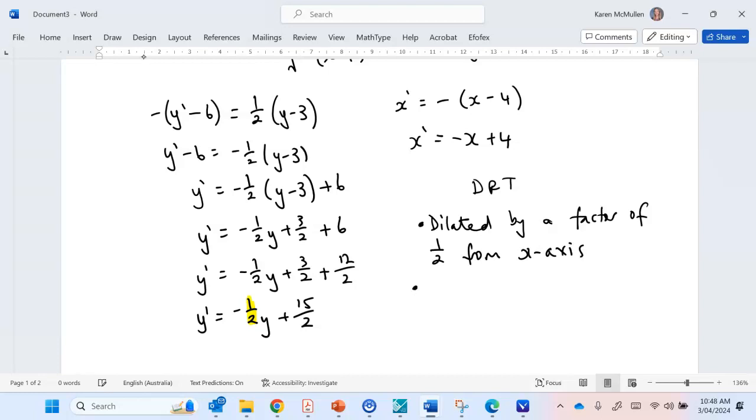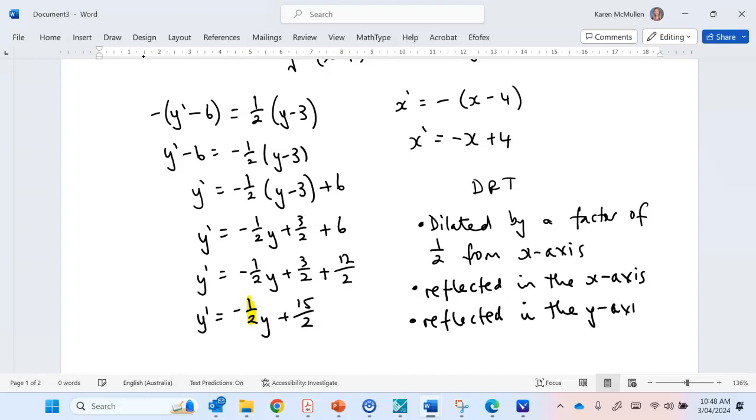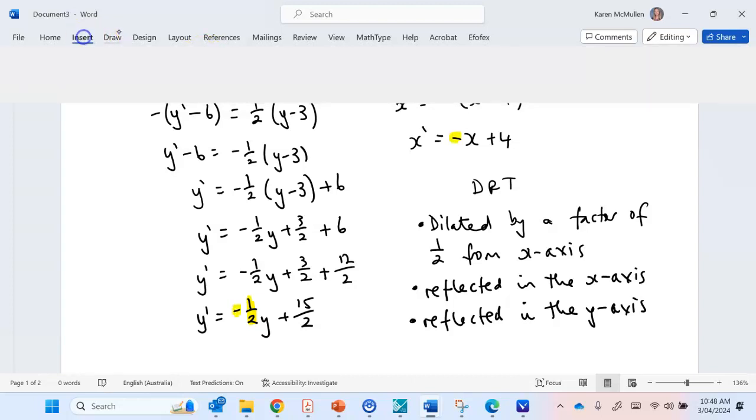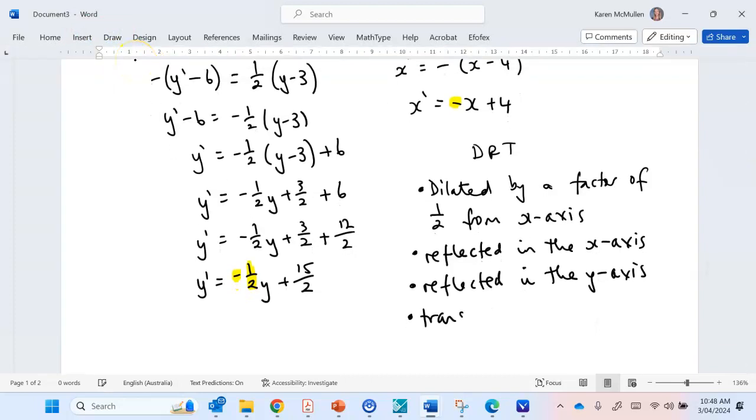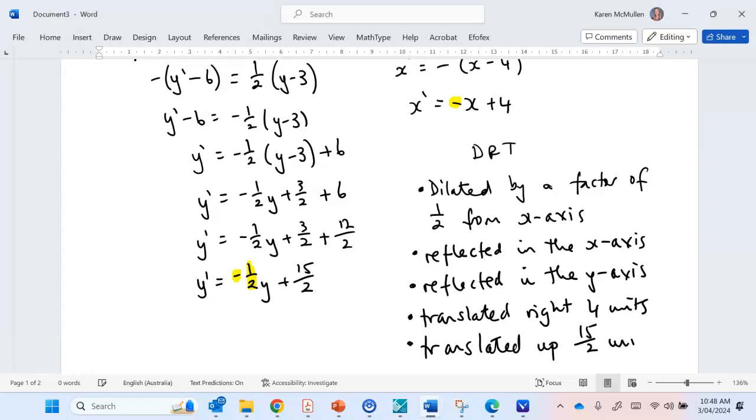All right, then we've had 2 reflections. So it's been reflected in the x-axis and reflected in the y-axis. All right, so that's coming from this negative and this negative here. And we now have our translation. So it's translated to the right 4 units and translated up 15 on 2 units.